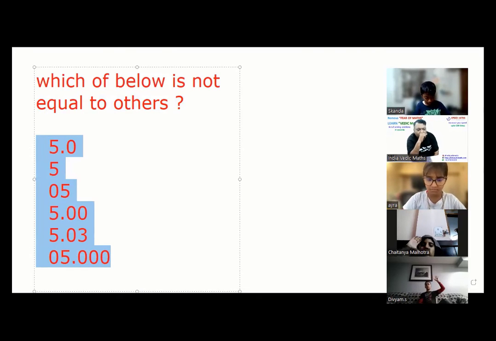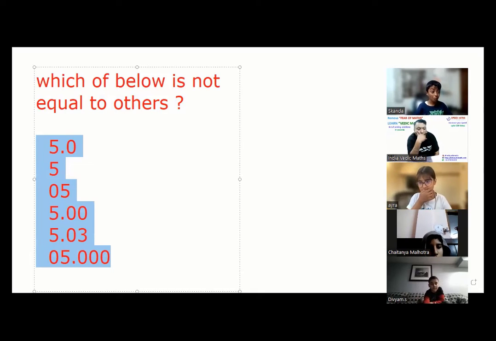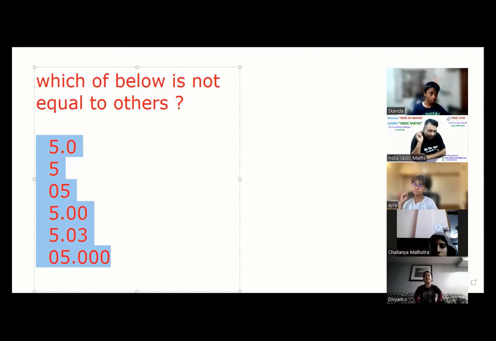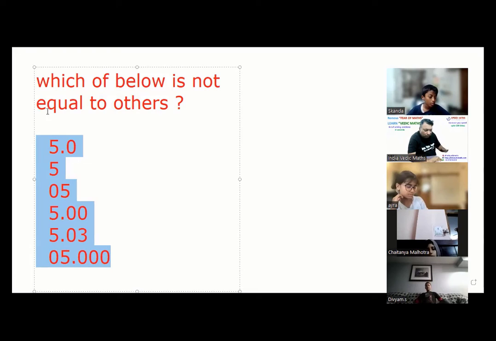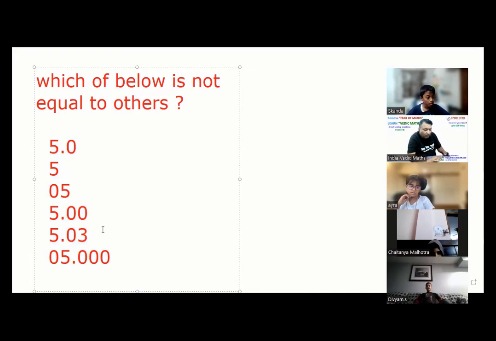Yes. Tell me, Divya. 5.03. You cannot say 5.3. 5.03. Why is this not equal? All others are equal to 5. This is not. Why? Because the decimal has a non-zero number 3 after the 0, right? Correct, Ira? Skanda?